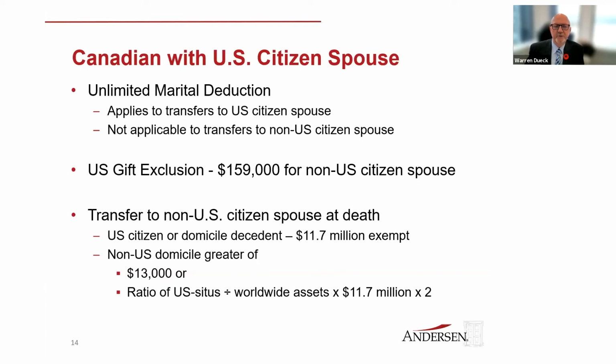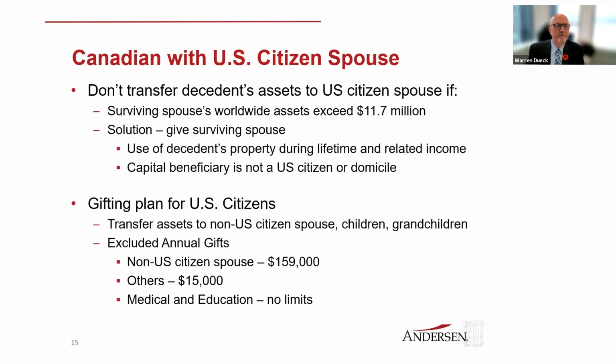So that's an important fact here. If your spouse is not a U.S. citizen, there's limits on what transfers you can make that are not subject to gift tax or estate tax. Absolutely. And then finally, for gifting planning, we talked about the $159,000 annual limit for a U.S. citizen to gift to their non-U.S. citizen spouse. U.S. citizens can also gift $15,000 a year to anyone with no gift tax, with no U.S. tax return reporting, with no need to use any of their lifetime annual gift tax exemption.